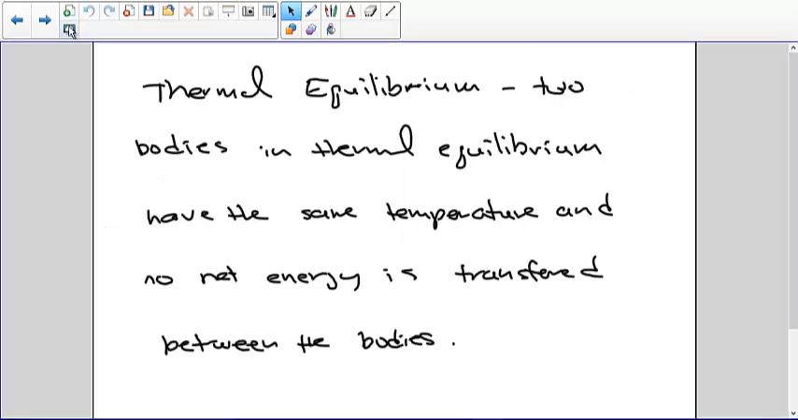Okay, so the first thing we're going to talk about is this thing called thermal equilibrium. And what that says, I didn't do a very good job writing, but two bodies in thermal equilibrium have the same temperature and there's no net energy transfer between the two bodies.